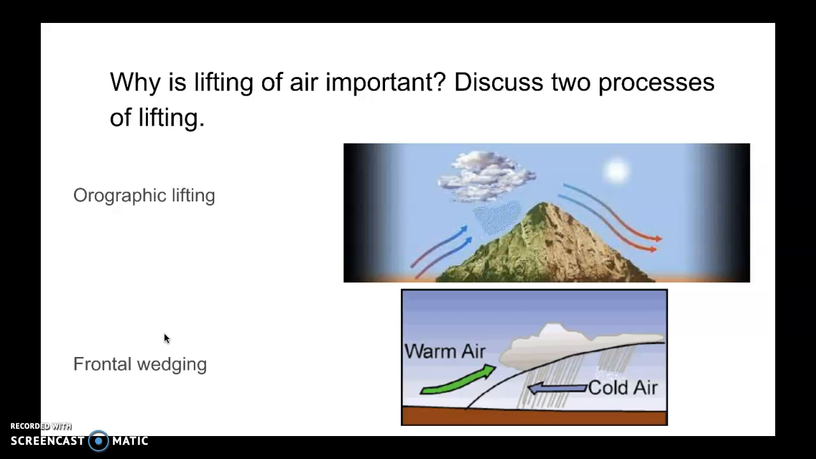Why is lifting of air important, and what are two processes in which air is lifted? Orographic lifting is when air is forced over a mountain. Frontal wedging is when warm air and cold air collide. In these pictures, we can see that this side of the mountain is receiving more precipitation than the other side. And in frontal wedging, we can see the cold air pushing the warm air up.